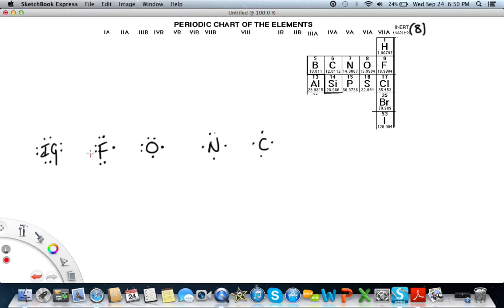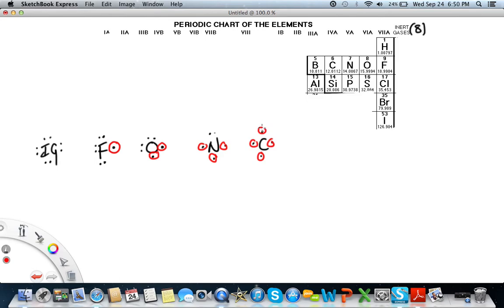So how does this help us? Anytime you see a single electron, that tells you how many bonds you can have to each atom. So fluorine can only have 1 bond. Noble gases or inert gases can't have any. Oxygen can have 2 bonds. Nitrogen can have 3 bonds. And carbon can have 4 bonds.